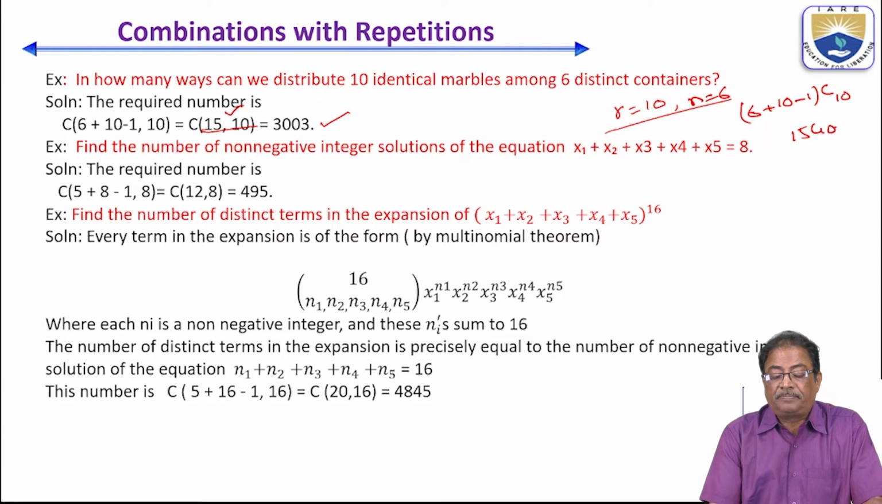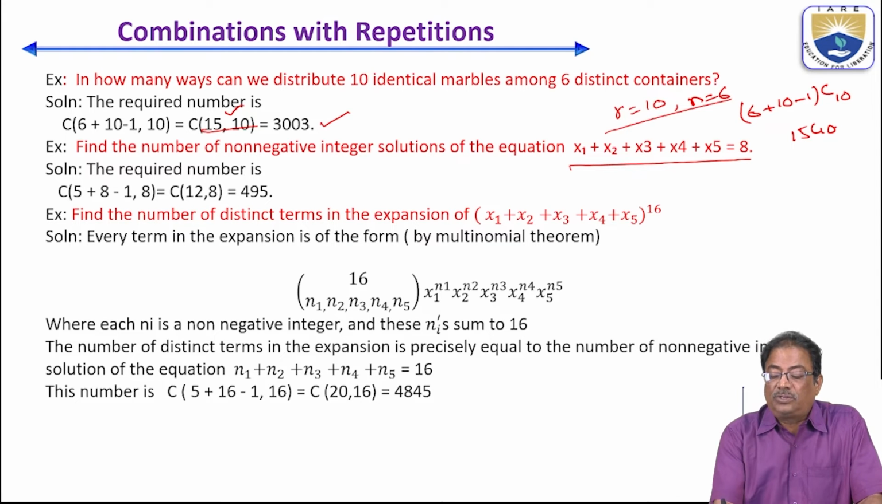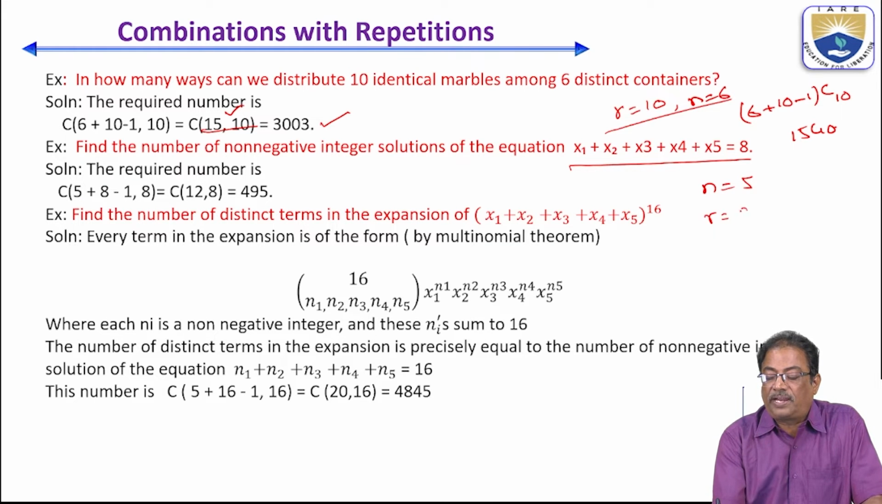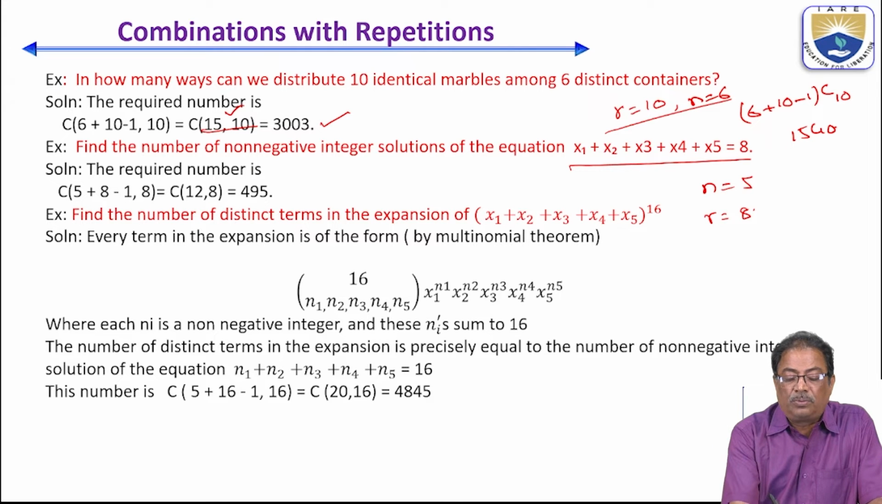Next, another one. Find the number of non-negative integer solutions of the equation x1 + x2 + ... + x5 = 8. Here n = 5, the number of variables in the equation, and R = 8, the right-hand side value. Using the same formula, we get 495.